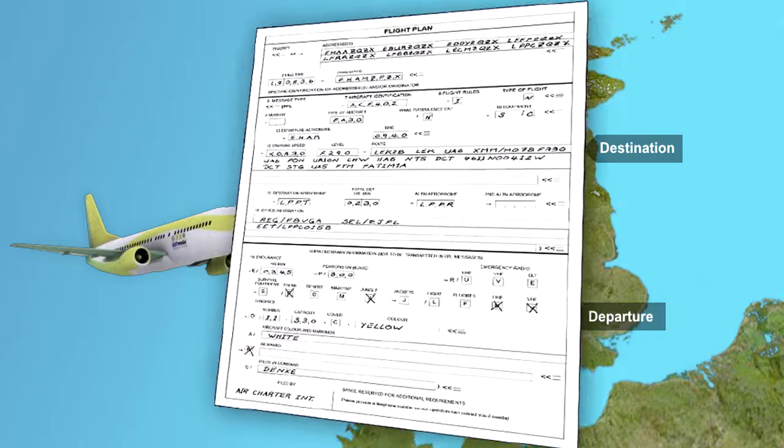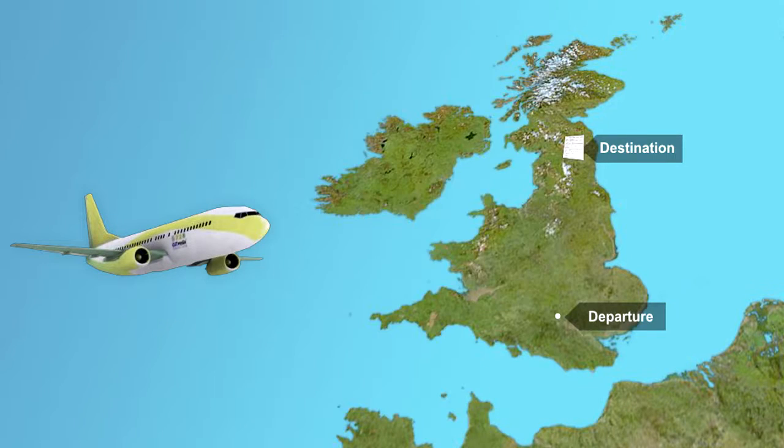If no such unit exists at the departure aerodrome, the flight plan should be submitted to the unit serving the airspace surrounding the departure aerodrome. In other words, the first ATSU with whom the flight would normally expect to communicate.